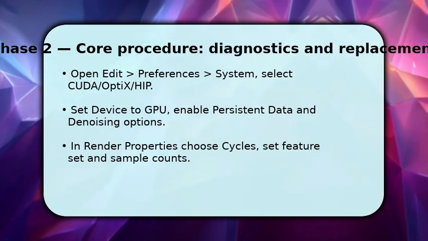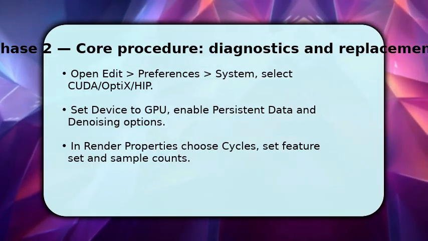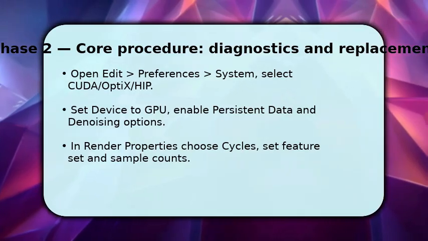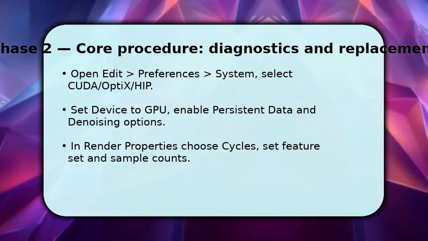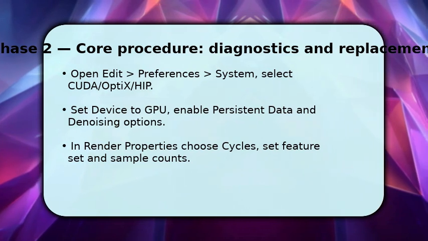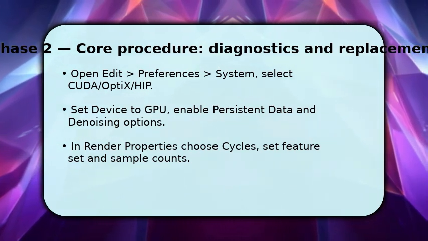In Render Properties, pick Cycles as the renderer, set GPU Compute as the device, choose a realistic sample count, and enable denoising for cleaner results. This reduces render times and keeps memory use predictable.